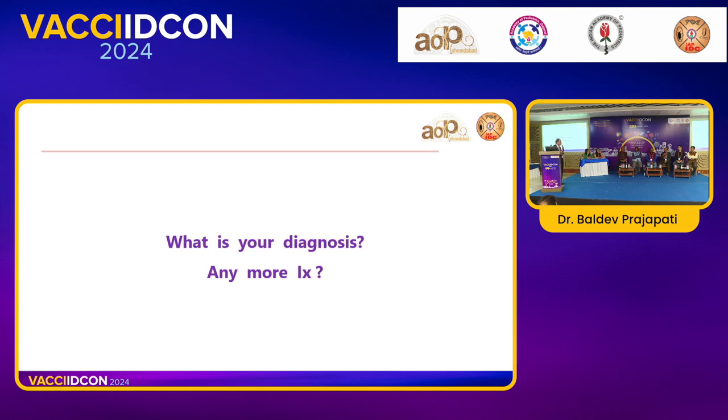One X-ray of long bones may be helpful. Which long bones? Long bones means legs. Okay, sir, what do you want to see? To rule out epiphysitis and periosteal reaction. For what? Congenital syphilis. Okay, absolutely. I think very important.